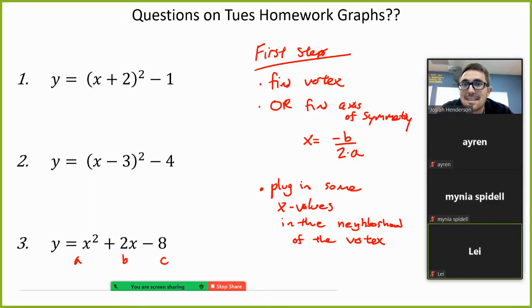These are our basic steps, okay? We need to find the vertex. If we can't do that, then we're going to find the axis of symmetry using this formula: x is equal to negative b over 2a. After we do those first two steps, either or, then we do the plugging in x values.